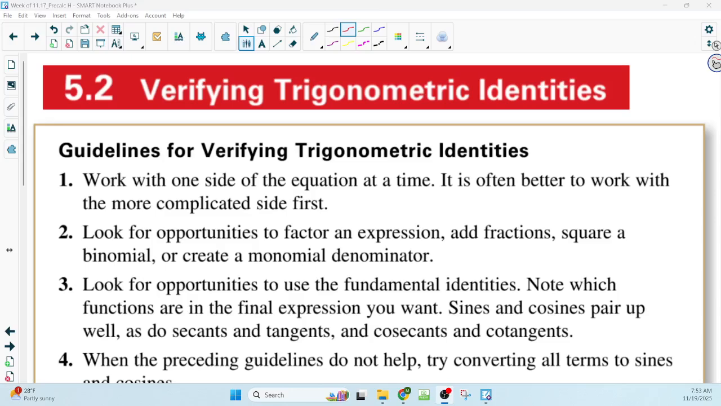Okay, my friends, this video is 5.2. I guess it probably will be 5.2a, since there'll probably be two videos on this section. And I think these guidelines are super, super helpful. What's going to happen is they're going to give you an equation. They're going to tell you what it should equal, and you have to make it equal that eventually.